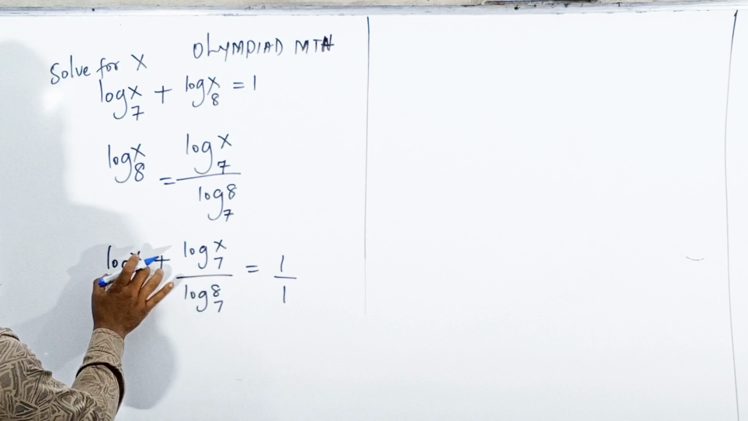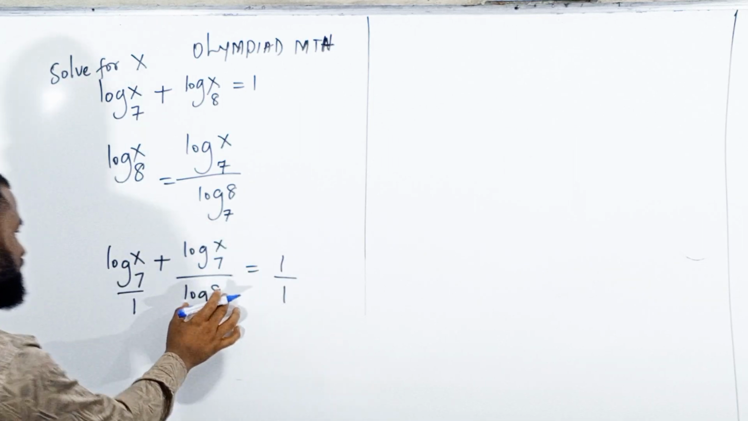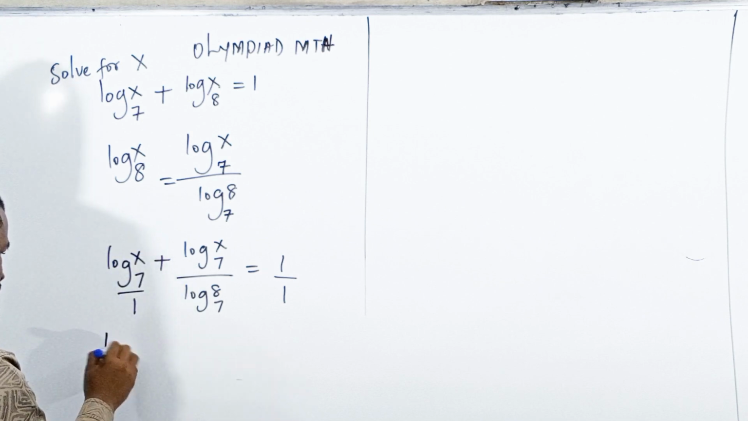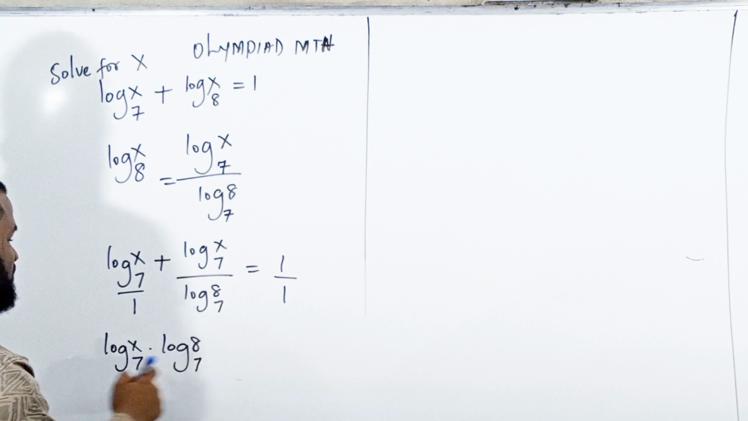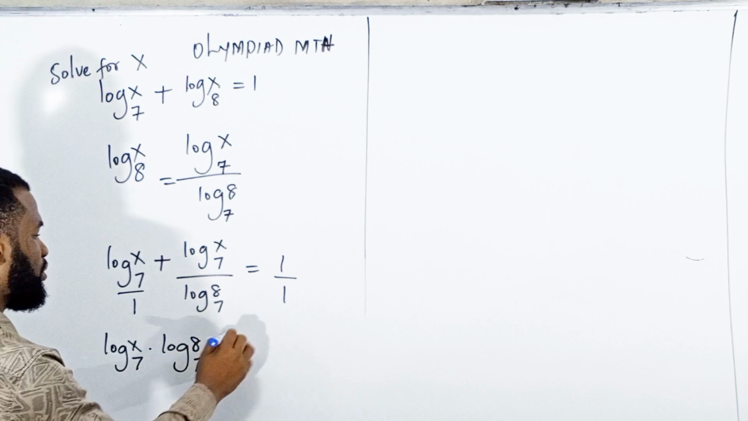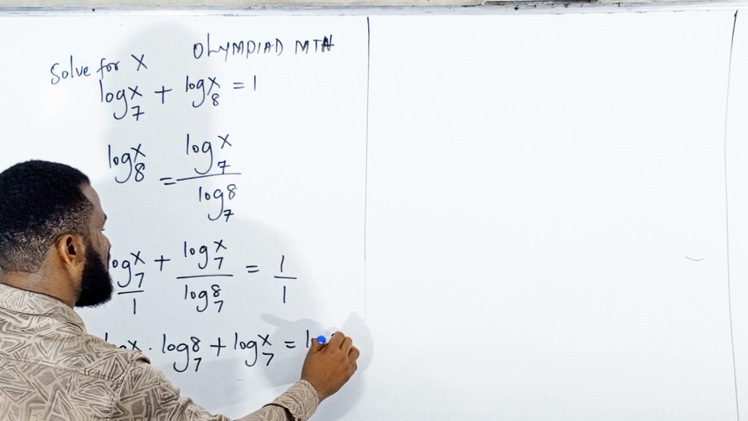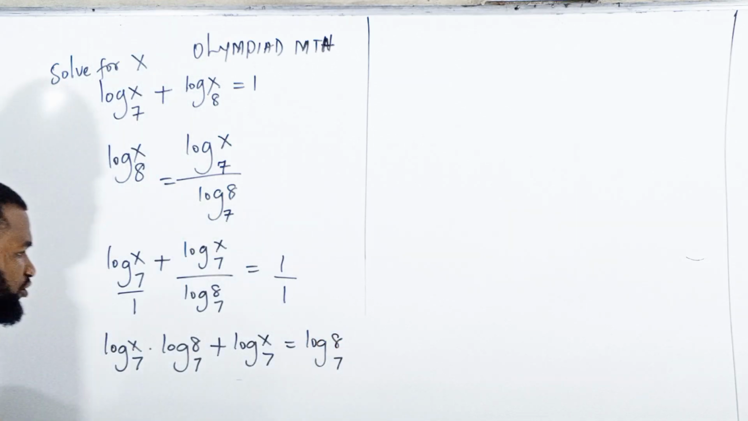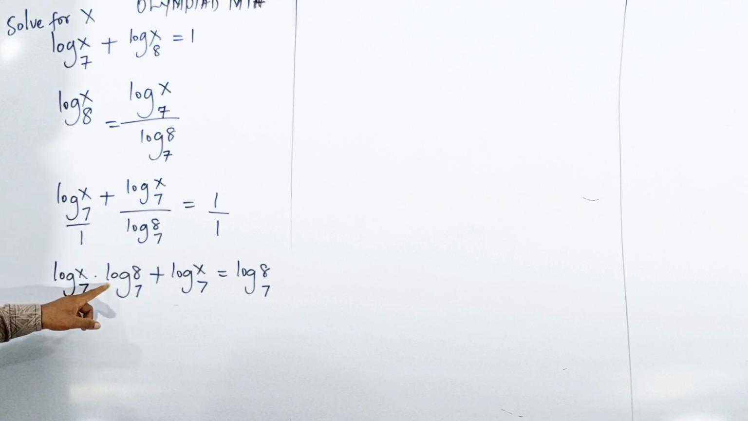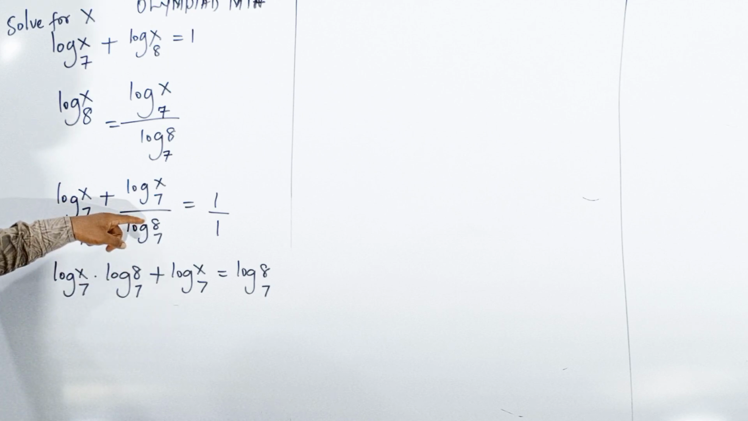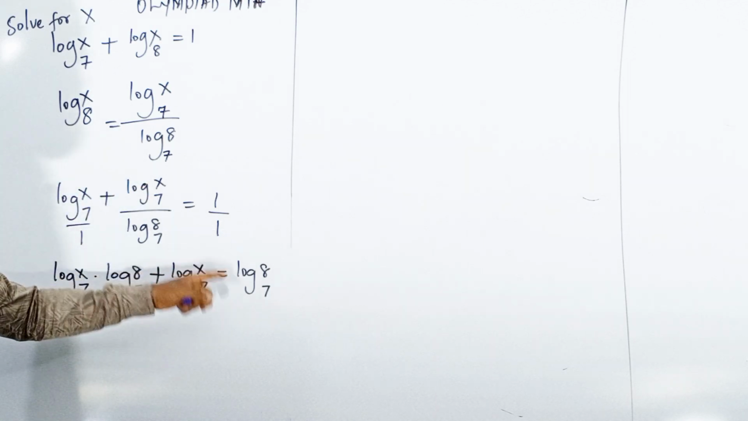So this multiplied by this, multiplied by itself, this multiplied by this. Now this multiplied by this is going to have log x base 7 dot log 8 base 7. Remember, this is multiplication, plus log x base 7 equal to log 8 base 7. Okay, so when I multiply this times this, I have this, then this will cancel itself, so it can't be represented. I have log x base 7 left.